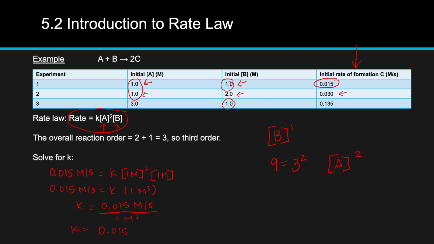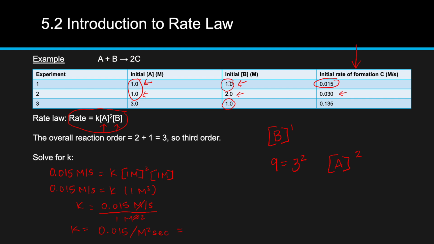0.015 over molarity squared times seconds. And that's because our molarities cancel out. So this would be squared. And so then molarity squared and seconds would both be on the denominator.